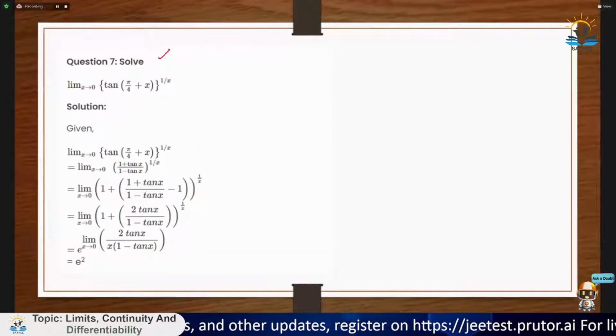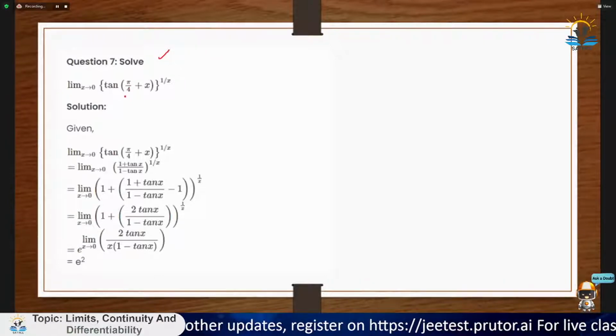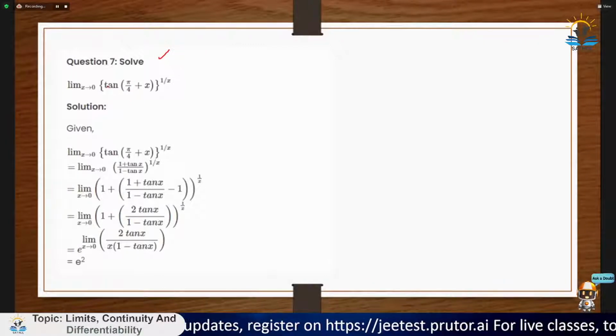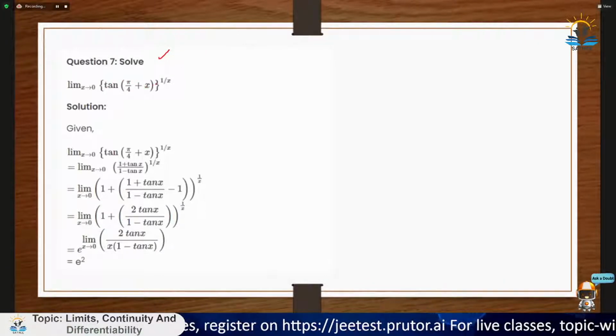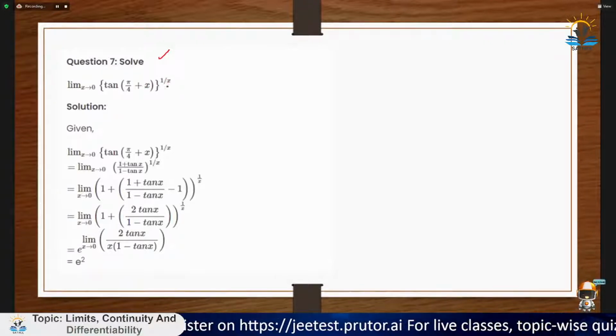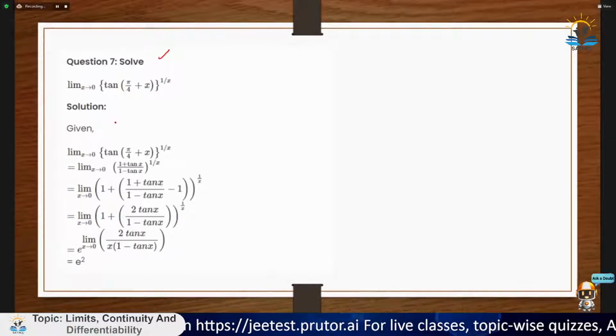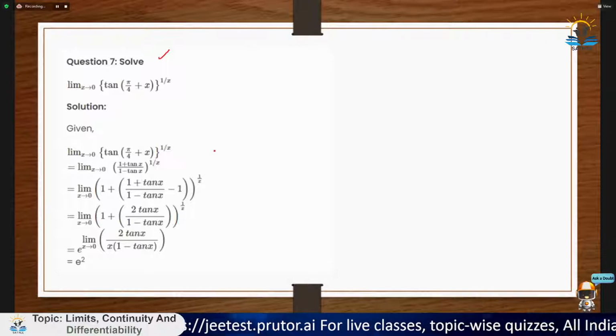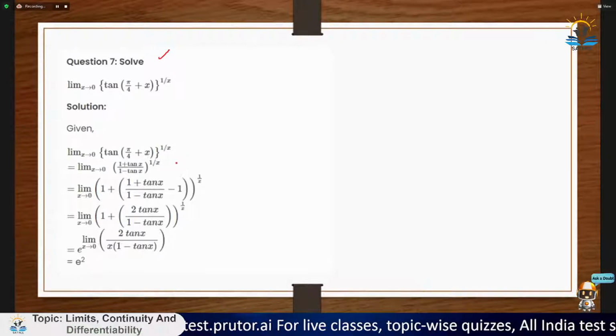Then moving on to question number 7. What it is saying is limit of x tending to 0, tan of pi by 4 plus x, whole power 1000 by x. You need to solve this question. Okay, again, simple question, solve it easily. How can you solve it?